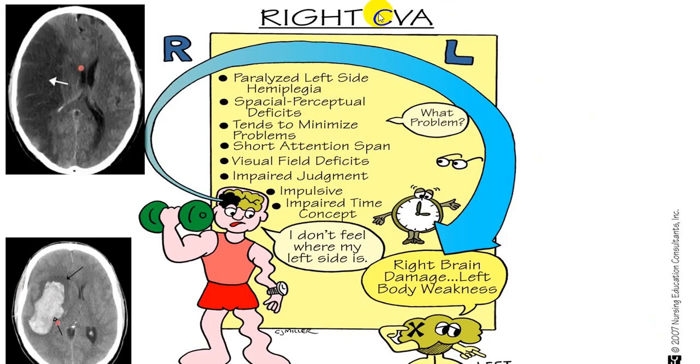While in case of a right side cerebrovascular stroke, left side hemiplegia, short attention span, visual field defects, particularly left side homonymous hemianopia, then impaired judgment, those will be the common problems. In CT, if you see this type, this is hemorrhage, this is ischemia, or we call infarct.